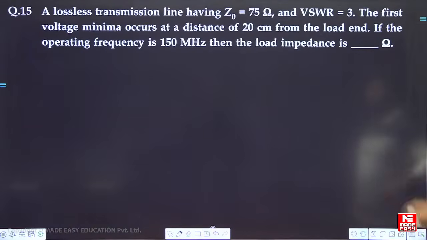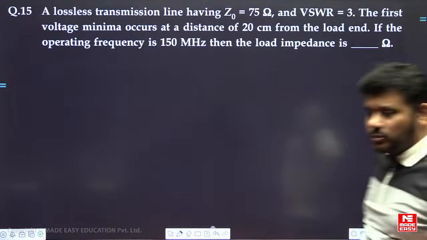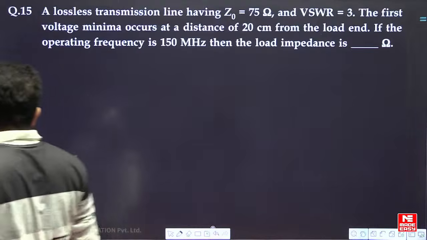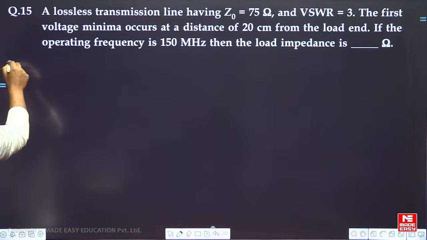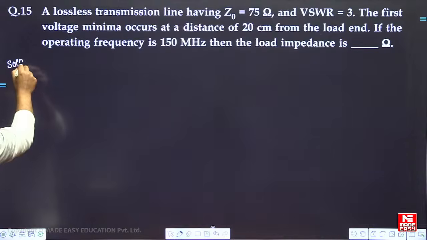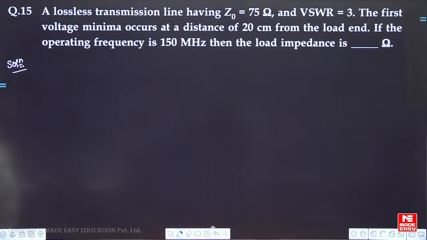Question number 15. A lossless transmission line having Z0 as 75 ohm and VSWR as 3, the first voltage minima occurs at a distance of 20 centimeter from the load end. If the operating frequency is 150 megahertz, then what is the load impedance? Question number 15. Fine. So take 1 minute to solve this question.